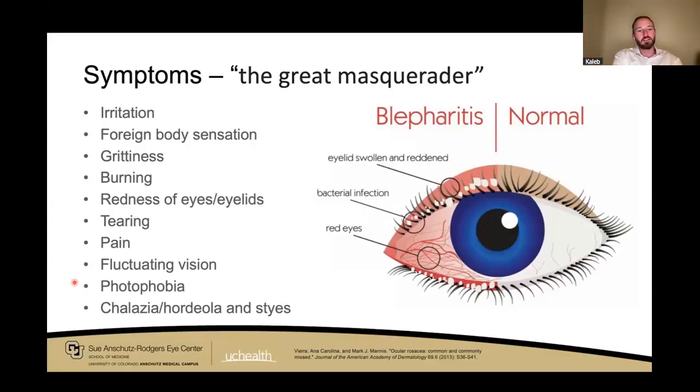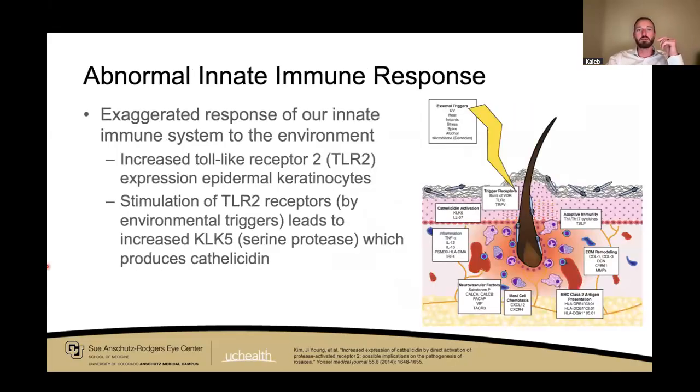And then these patients can also get chalazia, hordeola, and styes too, because we're getting clogging up of the pilosebaceous glands of the eyelashes, and then also the sebaceous glands of the eyelids, which are the meibomian glands. And then the altered microbiome can lead to an infection. So you can start to get kind of that painful hordeola. So what's happening here on the eyes?